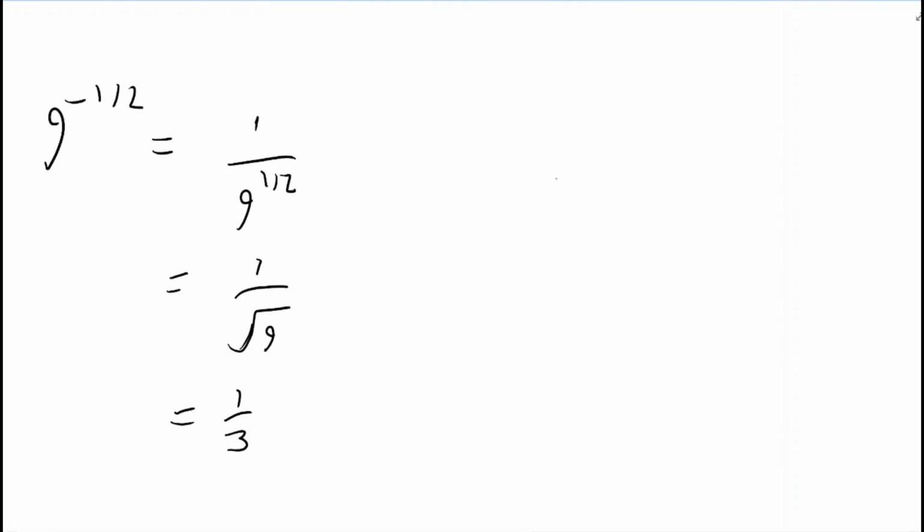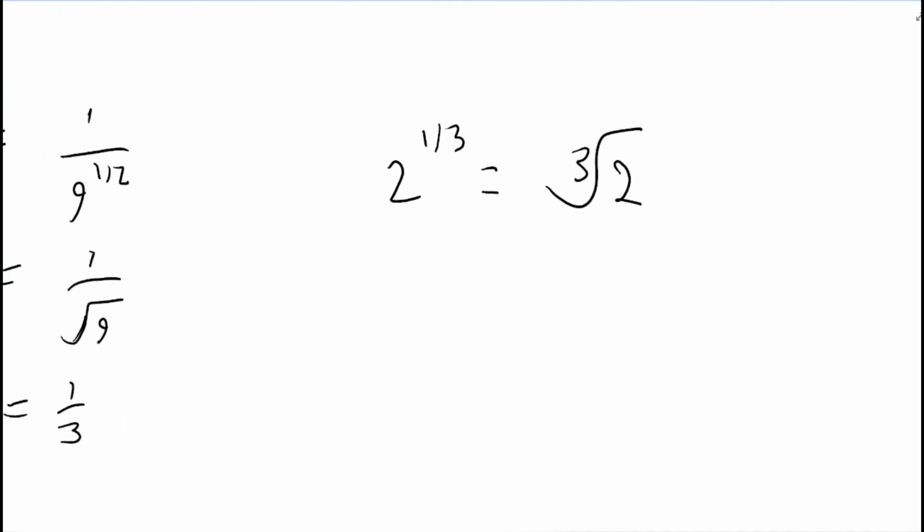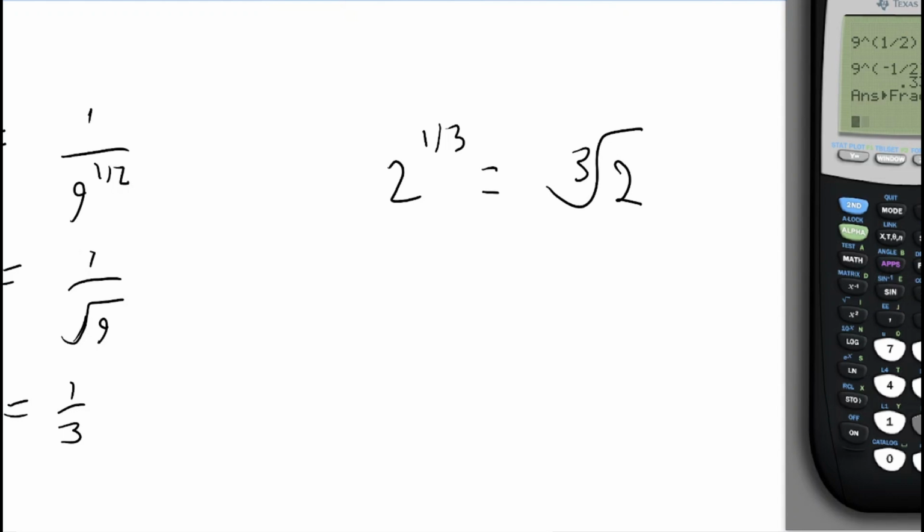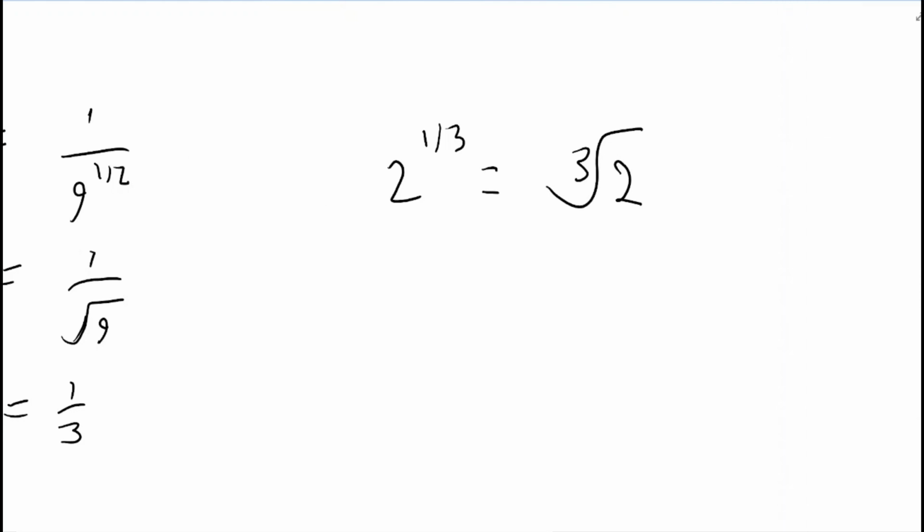If we have something like 2 to the power of a third, this is going to be the cube root of 2. And what that means is this is the number that when you cube it, you get 2. So if I do 2 to the power of a third, whatever that ends up being, 1.25992105, and I cube that, I should get back to 2 pretty much.